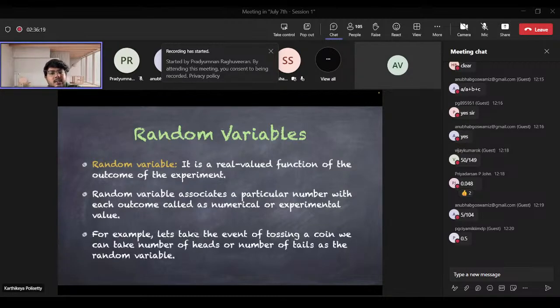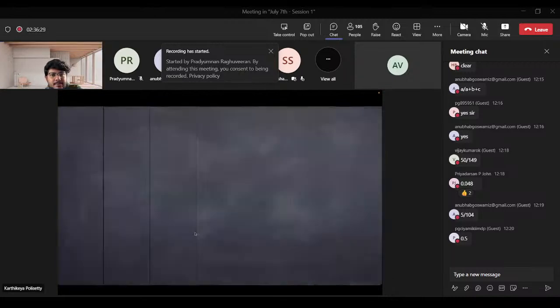For example, let's take the event of tossing a coin. We can take number of heads or number of tails as the random variable. Hope this is clear.